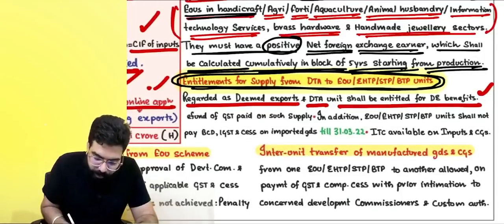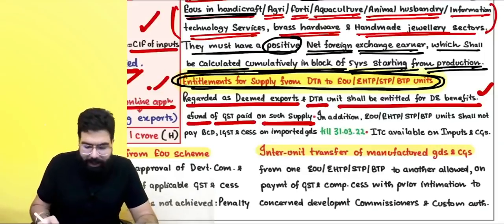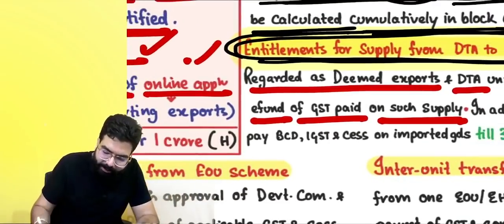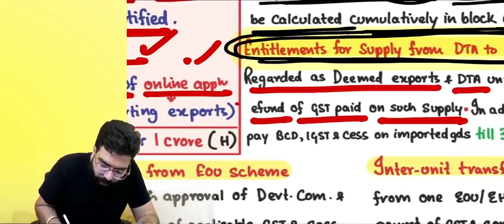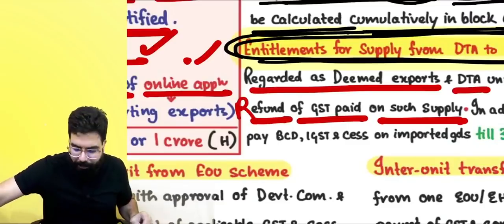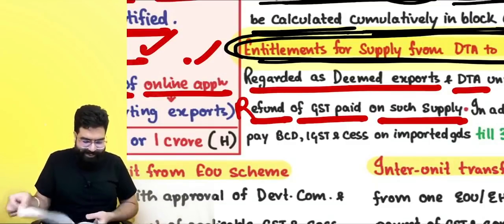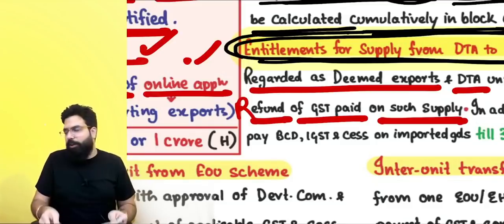Next, refund of GST paid on such supply. He will be given refund. Not e-refund, actually the R is missing over here. It should be refund. Printing error. Refund shall be given. It is not e-fund, it is refund. Okay, sir. So refund also will be given.